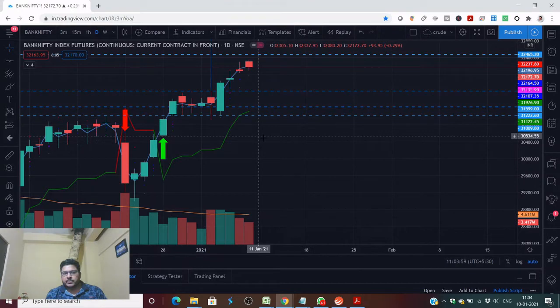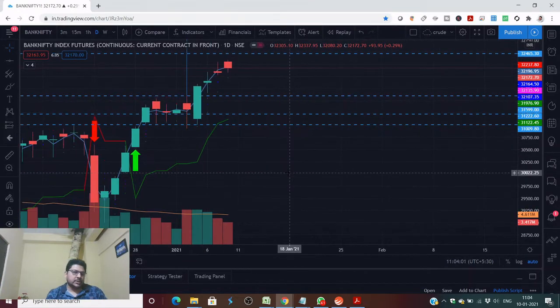So here we are on the Bank Nifty chart. Today what we'll do is we will try to look at the candlestick patterns and try to understand how we can compare this price action with open interest data. So that is something new which I'm going to teach you.